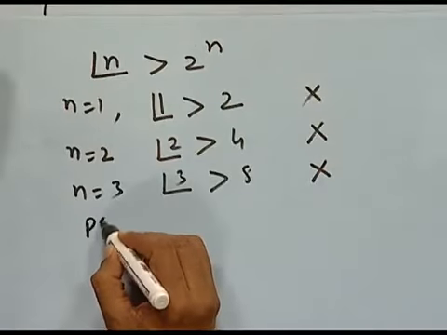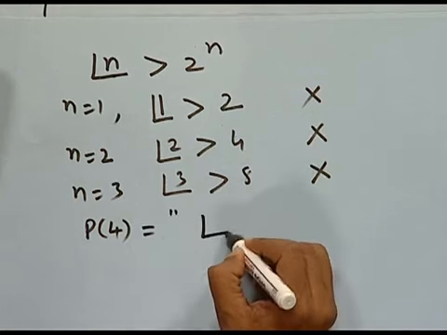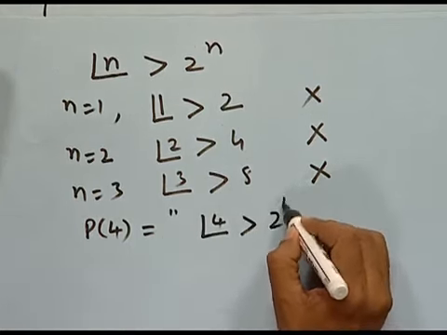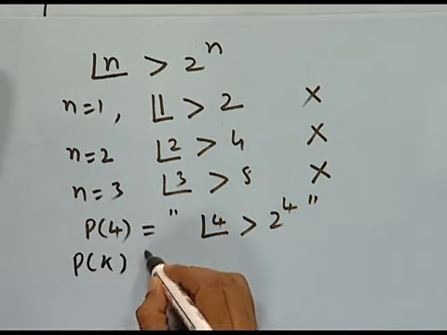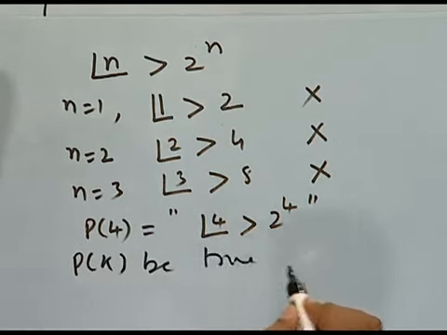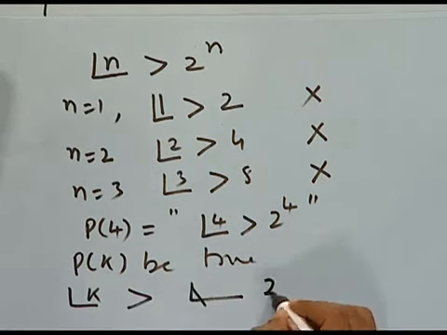So, we first find P4, that is factorial 4 more than 2 raised to power 4. Of course, factorial 4 is 24 and 2 power 4 is 16. So, the result is correct. So, P4 is verified. Thereafter, we go for Pk. So, let Pk be true. This means factorial k is more than 2 raised to power k.